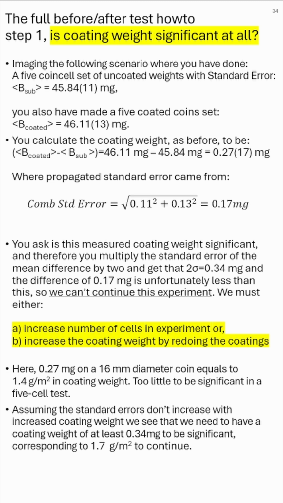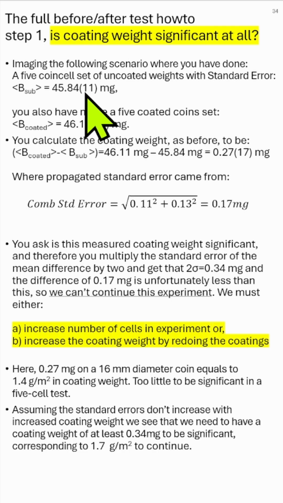So imagine the following scenario, where you have done a 5 coin cell set of uncoated weights with standard errors. We call that the B set, of course, as before. And then we have 5 coin cells that we have measured with the substrate, the copper foil. And here that becomes 45.84 milligram with standard error 0.11 milligram.